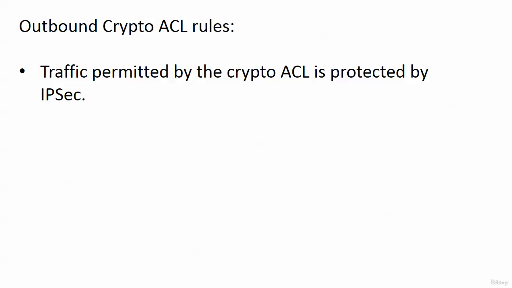Now we have some rules for traffic as they leave an interface that has a crypto ACL on it, and we have a rule for traffic that comes in on an interface with a crypto ACL applied. And you have two outbound rules, one inbound. The two outbound rules. First off, traffic permitted by the crypto ACL is protected by IPsec.